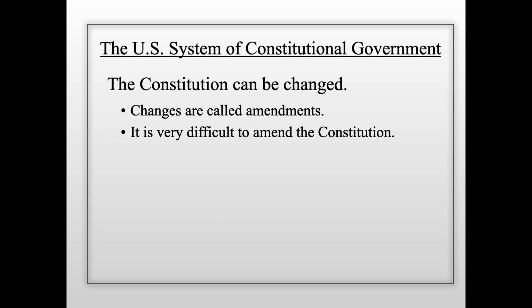If 34 states agree, then the amendment is added to the Constitution. If 34 states don't agree, then the amendment is not added to the Constitution. And remember, states can't vote until Congress writes and agrees to the amendment. So that's a very difficult, long process. It doesn't happen very often, but it can happen. In fact, there have only been 27 amendments to the Constitution.